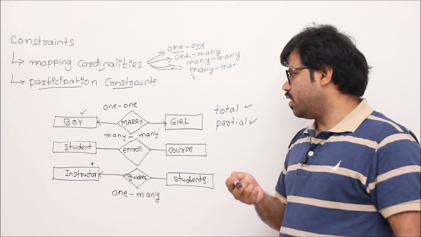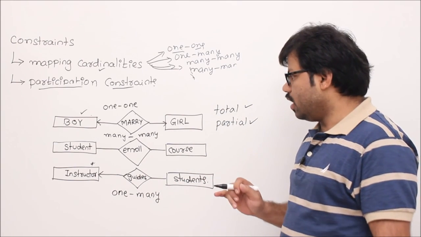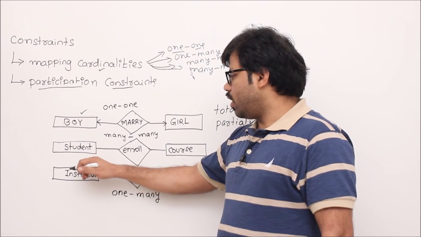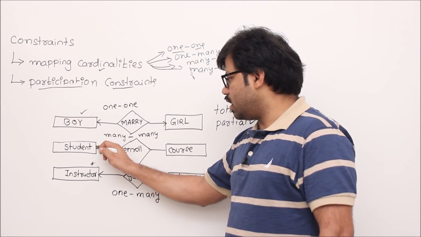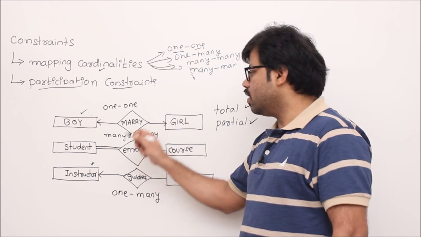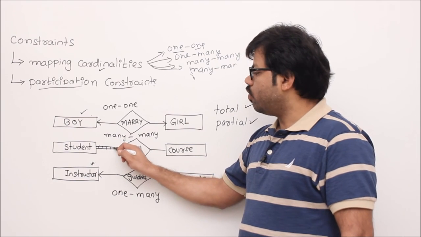But how to record it in an ER diagram? In an ER diagram, whenever there is a total participation, for example, let's say every student is taking at least one course, that means every student is taking at least one course, you put a double line like this. Okay, so this is the representation of full participation.